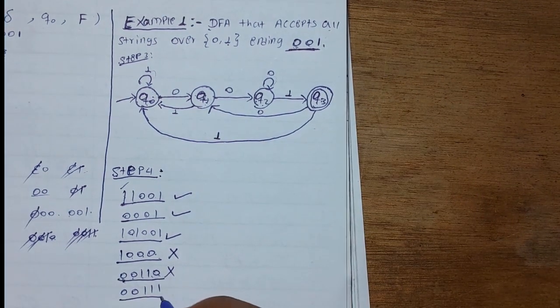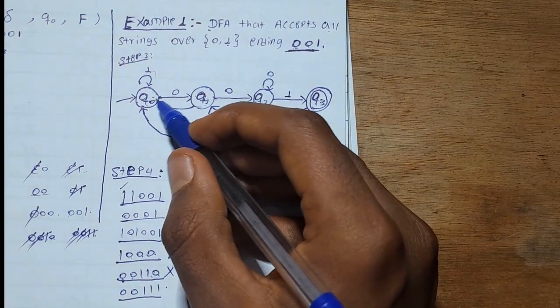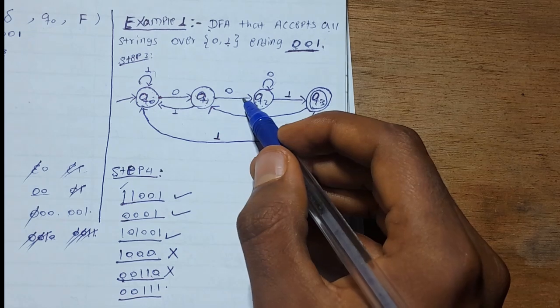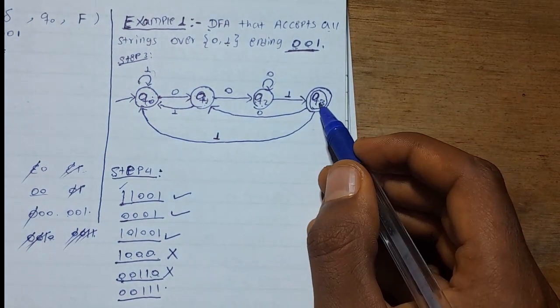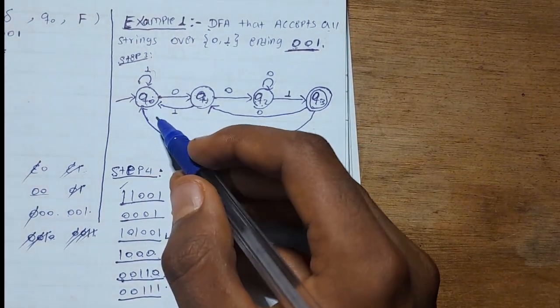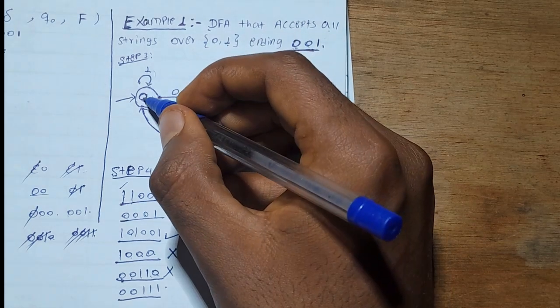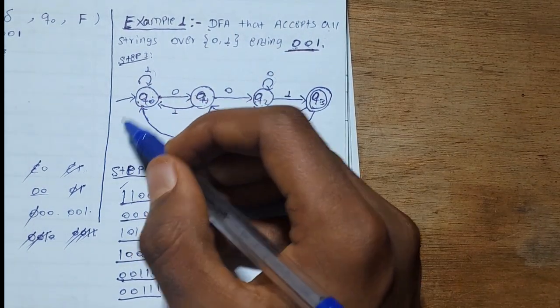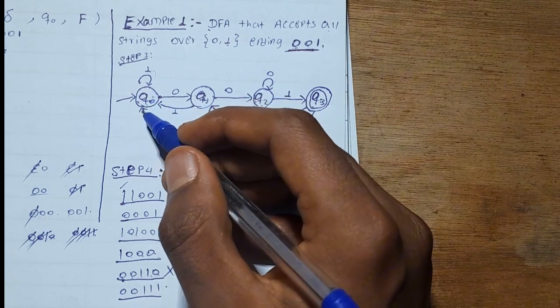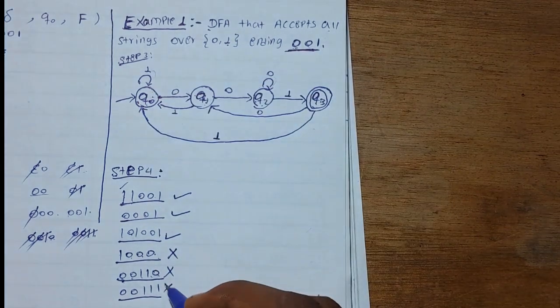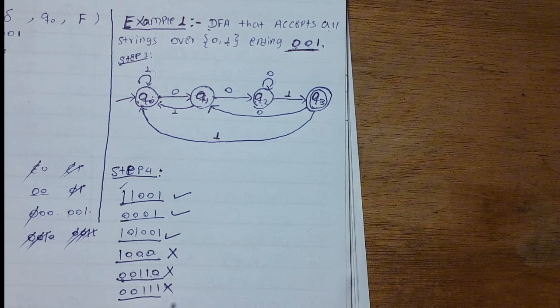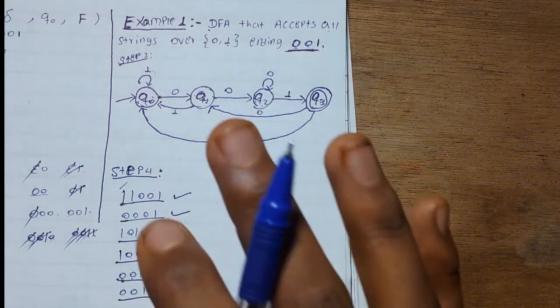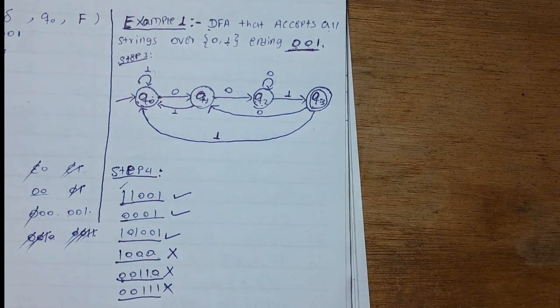And finally 0 0 1 1 1. Okay, from the initial state, 0 and 0, 1 goes to Q3, with 1 goes to Q0, and another 1 goes to Q0 itself. It started in the initial state and ended in the initial state as well, so this will be rejected. So this is it. These are 4 simple steps, and this is an easy method to construct a DFA.